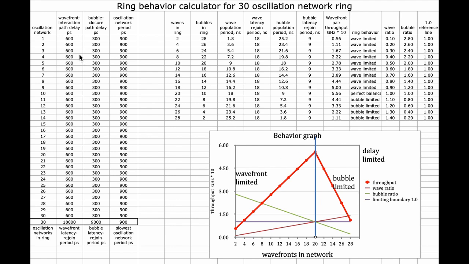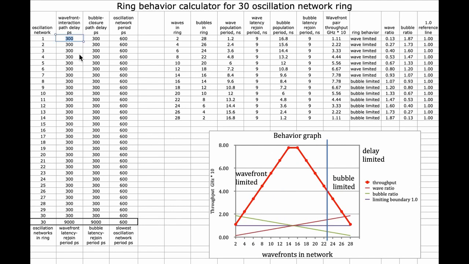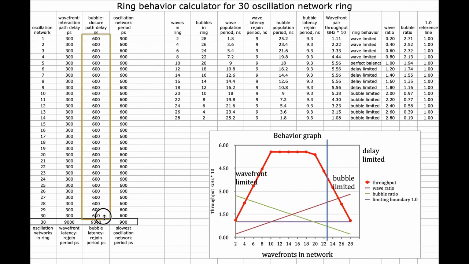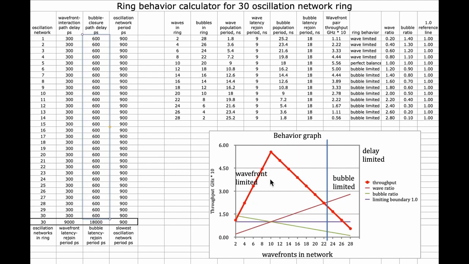Now let's do it the other way. Make the bubble closure longer than the wavefront interaction path delay, and we'll see it's asymmetric in the other direction. Now the bubble latency rejoin period is so long that lots of bubbles can get through the slowest oscillation network before a bubble can get around the ring.